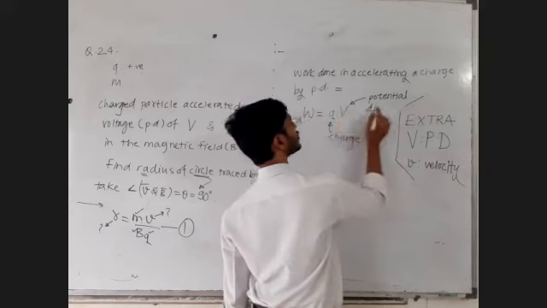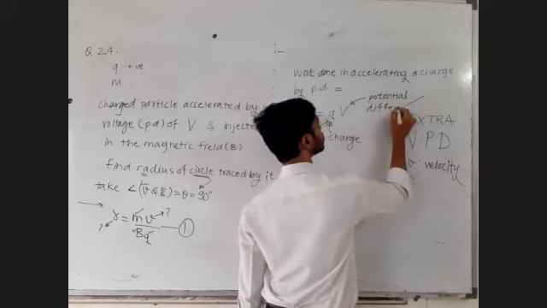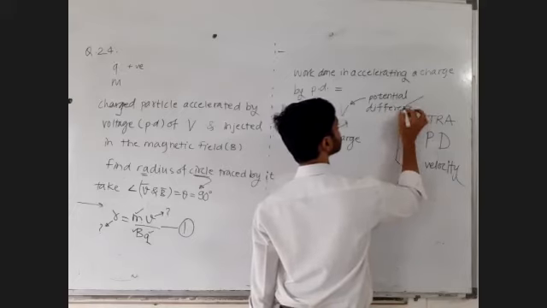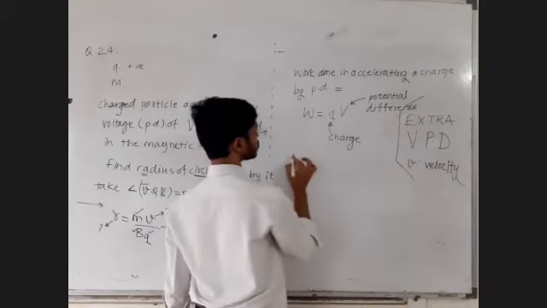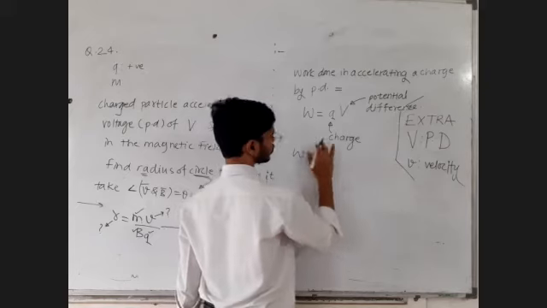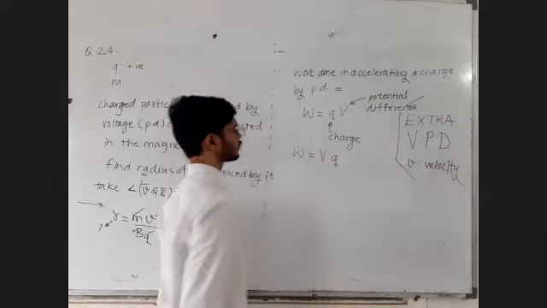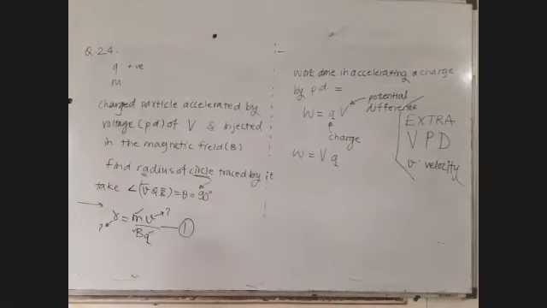VQ म्हणा, QV म्हणा. Difference. You want to say QV? No problem. You want to say VQ? No problem. But V is potential difference. Fine.